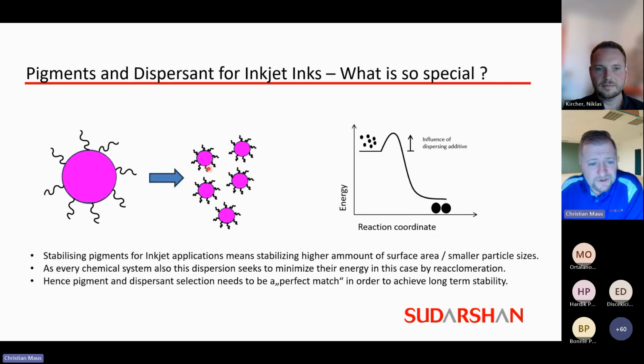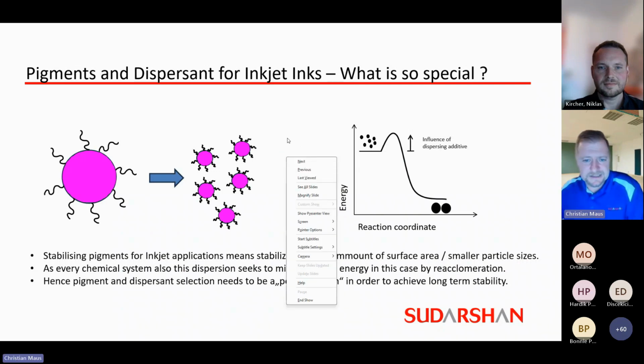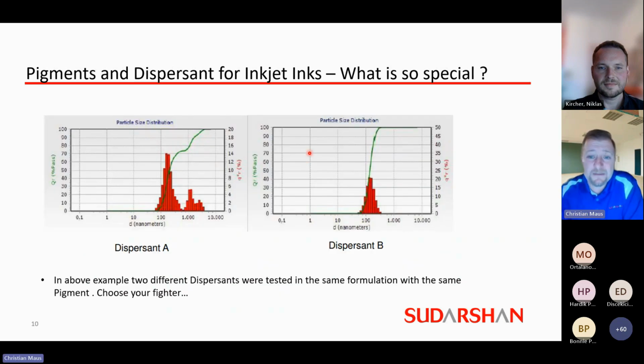Hence, you need here really a perfect stabilization, and you will also need more dispersants when you compare to coating application, for example. Hence here, in this example, the dispersant's purpose is to build in such a steric wall so that the recombination to bigger particles is inhibited, and hence the system is stabilized. And on the next slide, we will see what will happen if you are choosing the wrong dispersant.